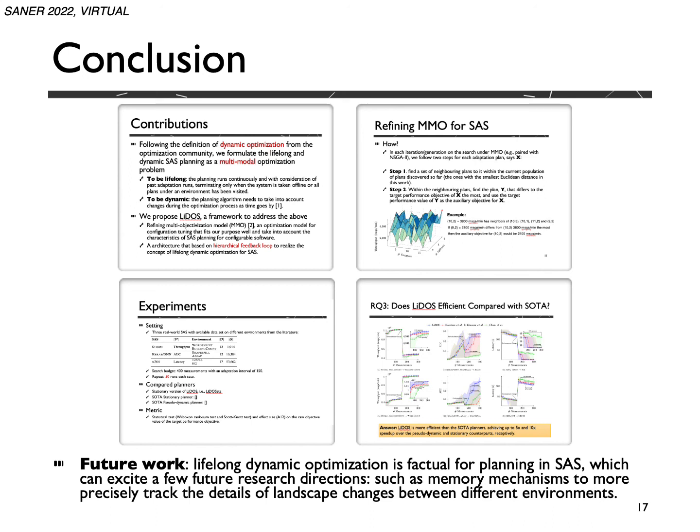In terms of future work, we show that lifelong dynamic optimization is feasible for planning in SAS, and that could open up a few research directions. For example, we can design a memory mechanism to more precisely track the details of landscape changes between different environments.